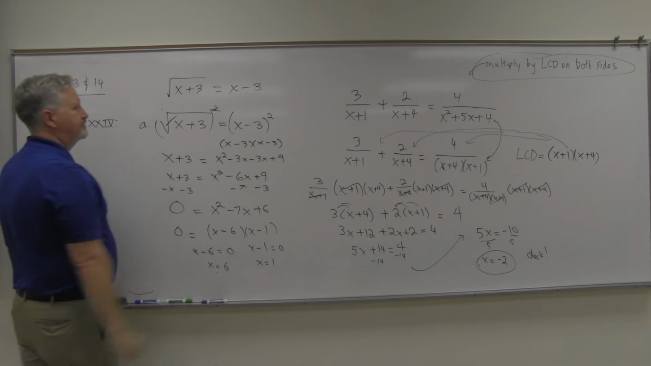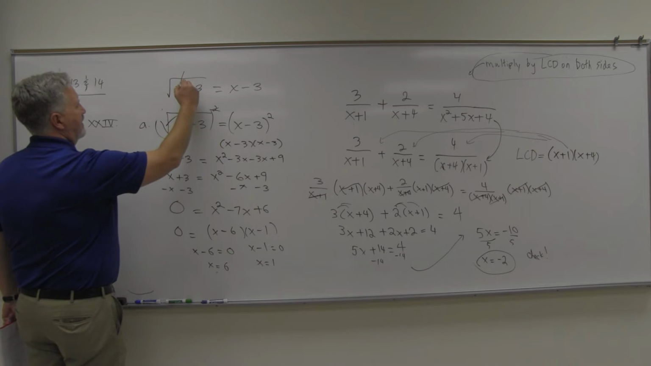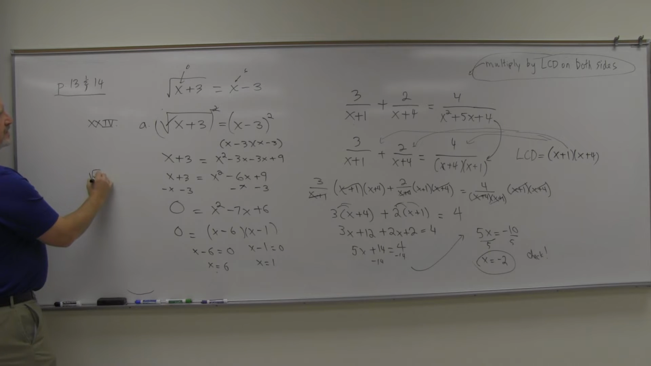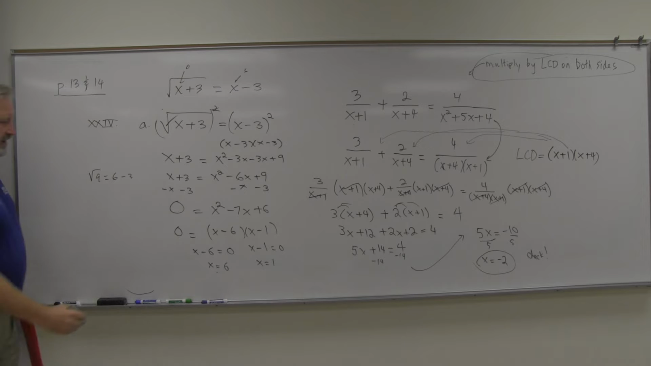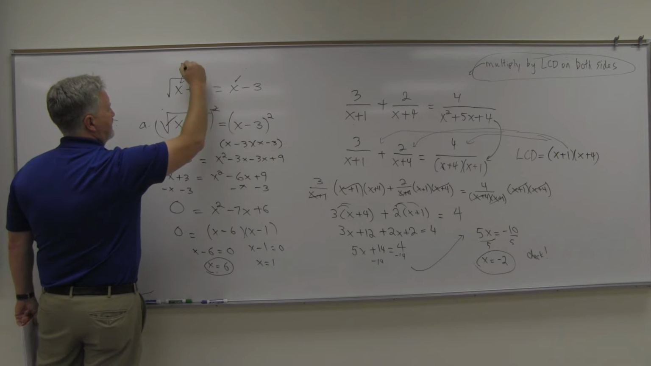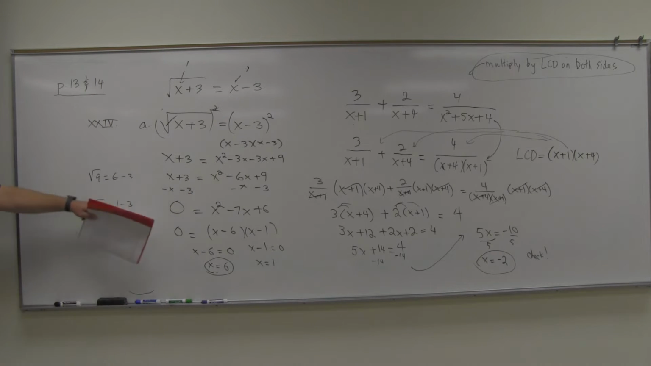Got messed up there. Our original equation is that, and if you plug in 6, you're okay. Square root of 9 equals 6 minus 3. That's 3 equals 3. So that's okay. But the 1, if you plug in x to be 1, not so much, because that's the square root of 4 equals 1 minus 3. That's 2 equals negative 2. So that one doesn't work.